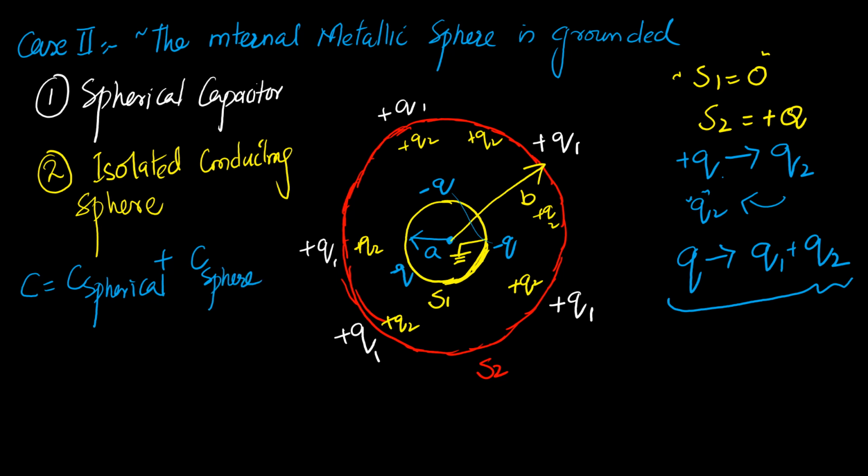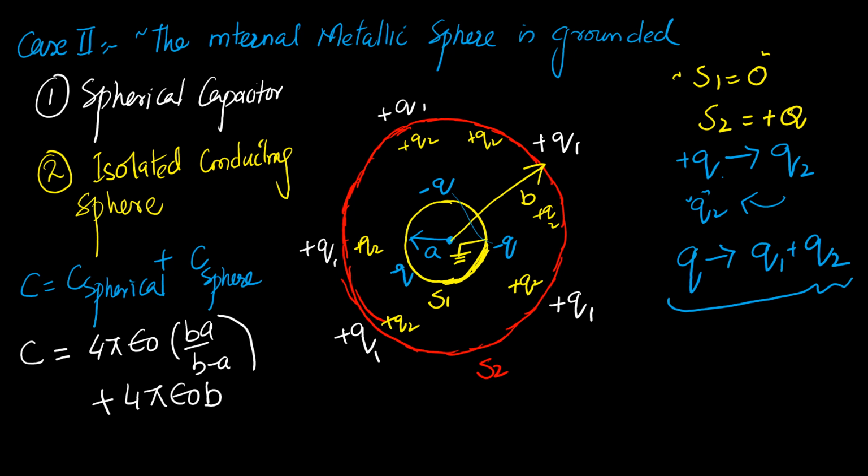As we calculated in case 1, the capacitance of the spherical capacitor is 4 pi epsilon naught BA divided by B minus A. And we previously calculated that the capacitance of a normal conducting sphere is 4 pi epsilon naught R, where for surface S2 the radius is B. So this will be the total capacitance in the case where the internal sphere S1 is grounded.